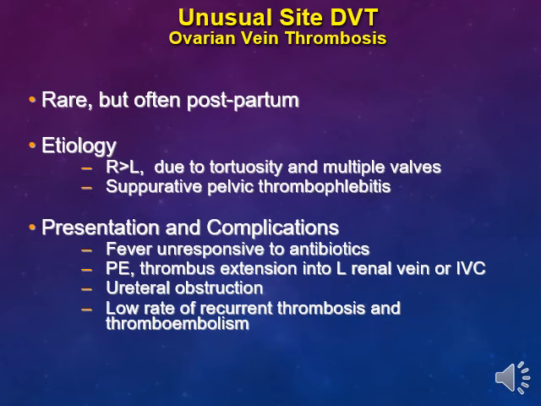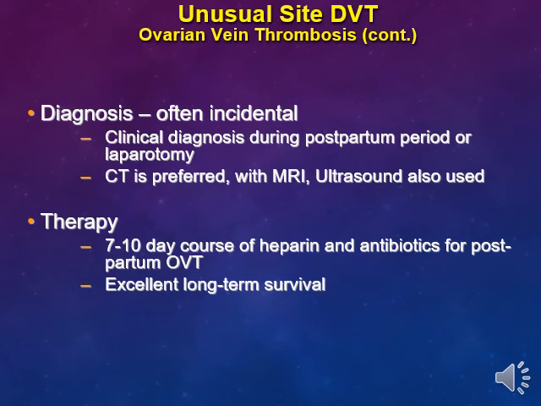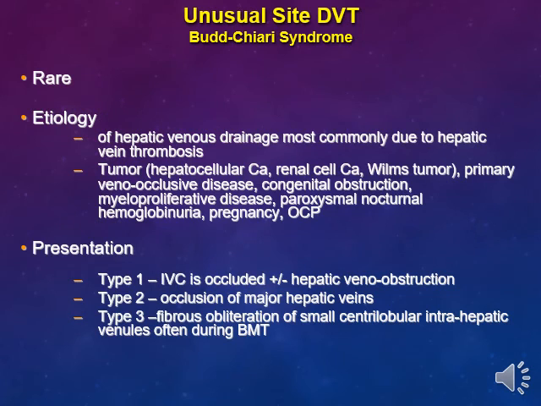Ovarian vein thrombosis is a rare complication, may occur on the right side more than the left side, and may be associated with suppurative pelvic thrombophlebitis. In the presentation, if it is associated with inflammation, the patient comes with unexplained fever. It may be complicated by pulmonary embolism or extension to the IVC, may lead to ureter obstruction or recurrent thromboembolism. The diagnosis is clinical due to pelvic pain or postpartum pain when associated with sepsis. CT and MR are valuable, and ultrasound also. Therapy is with anticoagulation and antibiotics if associated with inflammation, or ligation of the ovarian vein when we diagnose ovarian vein thrombosis.